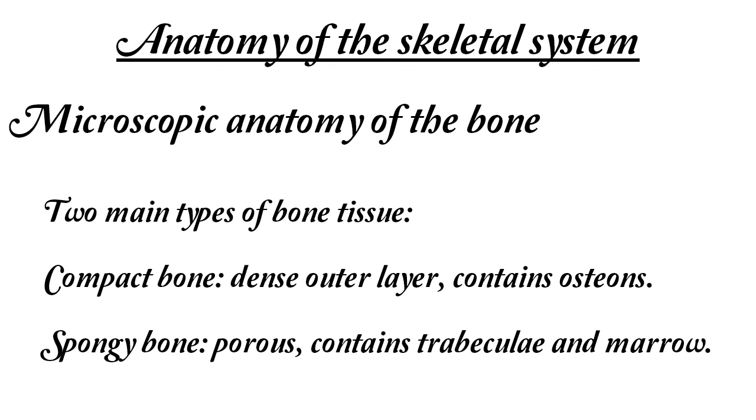The compact bone is dense and strong, and it forms the outer layer of bones. It is organized into structural units called osteons. And then the spongy bone is found inside the bones, especially at the ends of long bones and in flat bones. It contains the trabeculae and the bone marrow.